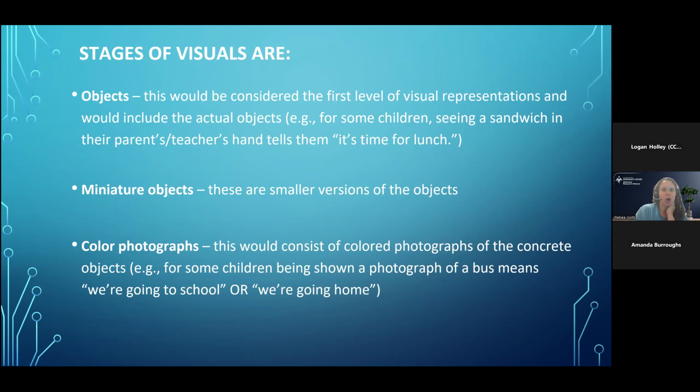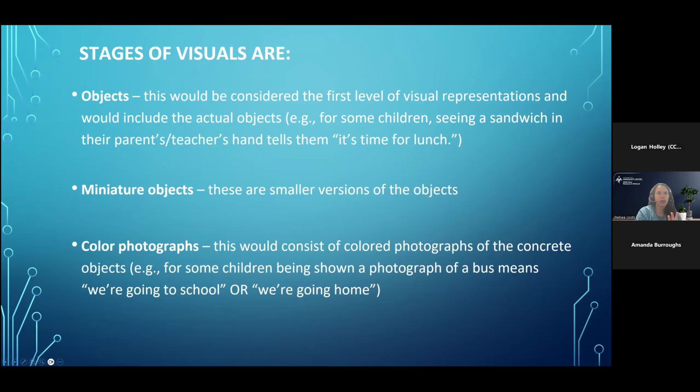Stages of visuals. Well, the first one we're going to go over is objects. This would be considered the first level of visual representation and would include the actual objects. So for some children, seeing a sandwich in their parent's or teacher's hands tells them it's time for lunch. The next is miniature objects, which are smaller versions of the objects. And last is color photographs, which consist of colored photographs of the concrete objects. So for some children, being shown a photograph of a bus means we're going to school or we're going home.